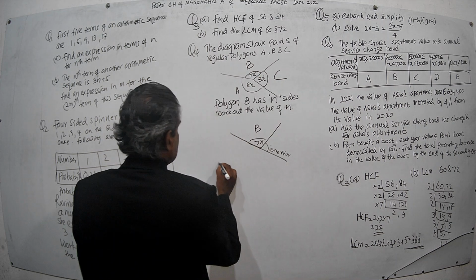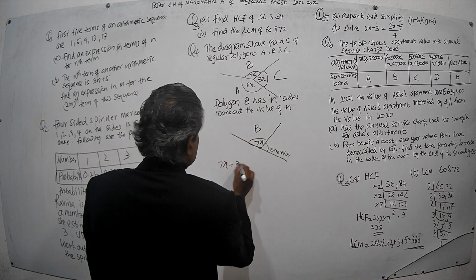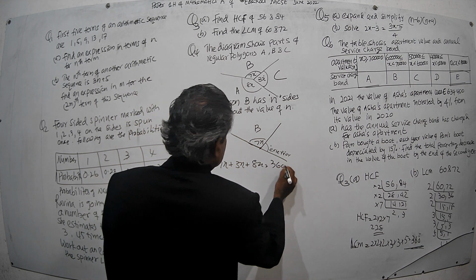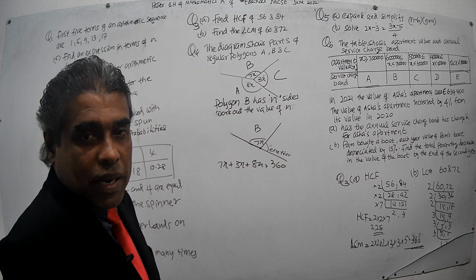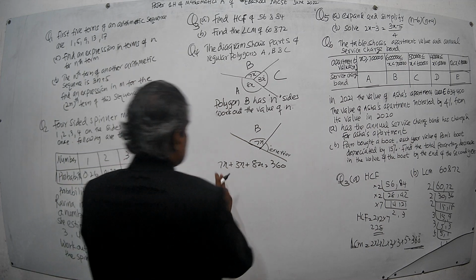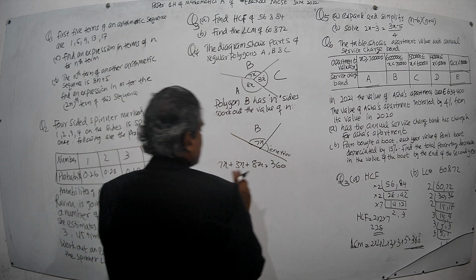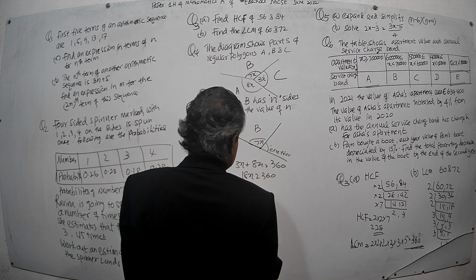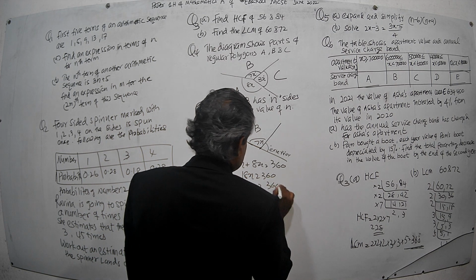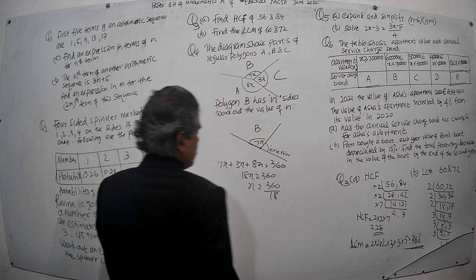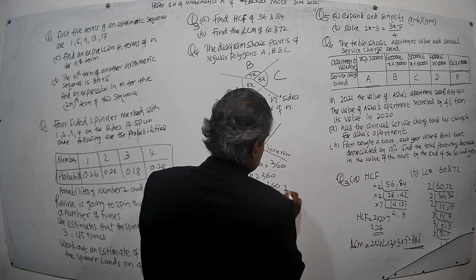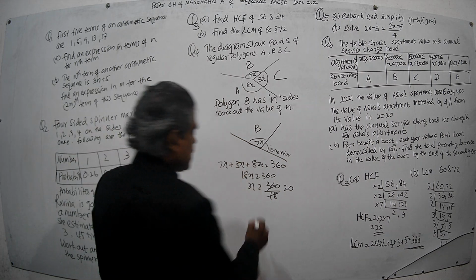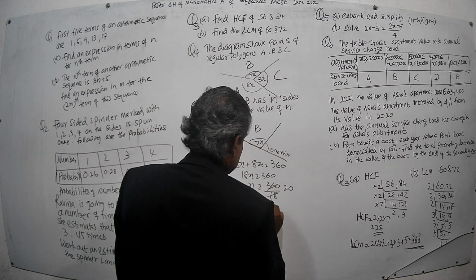Then you can write 7x plus 3x plus 8x equals 360 degrees. You can find it like that. Then you add those: 7, 3, 8 is 18. Then 18x equals 360 degrees. Then x equals 360 degrees over 18. Then how much? 20. x equals 20. Then this one, the 7x will be equal to 20 times 7.